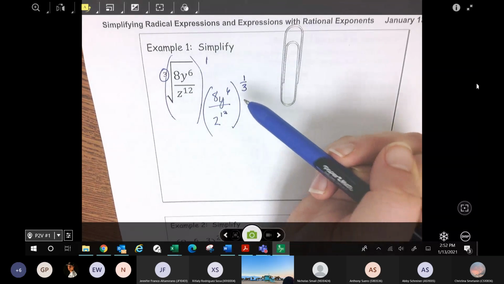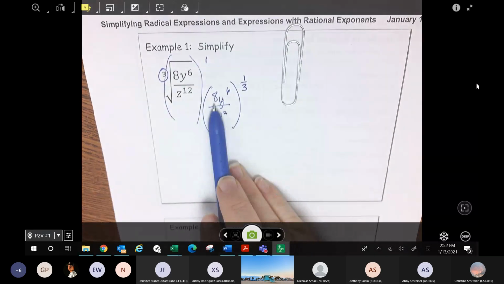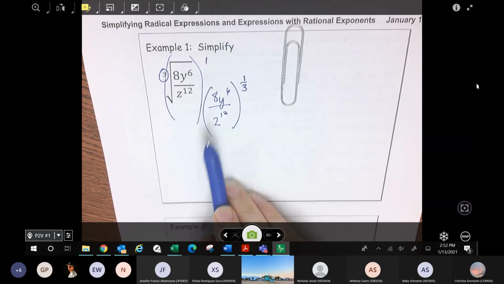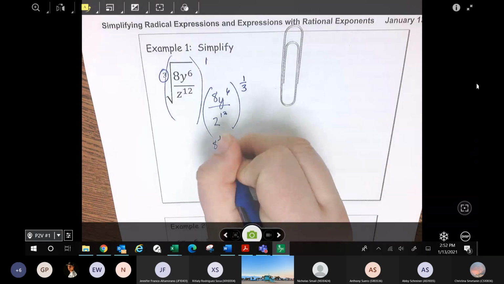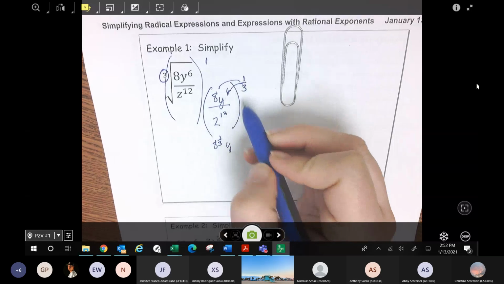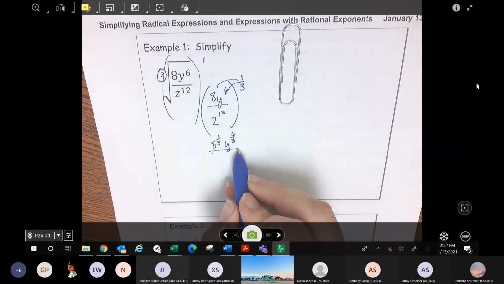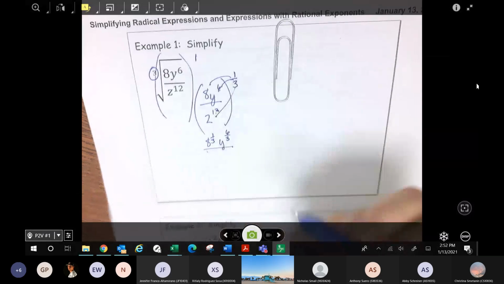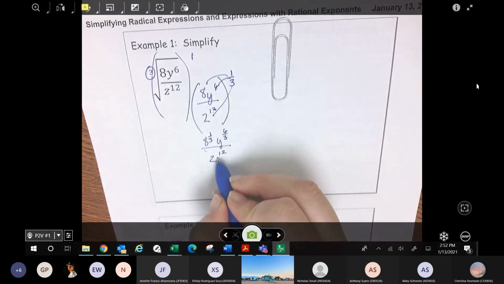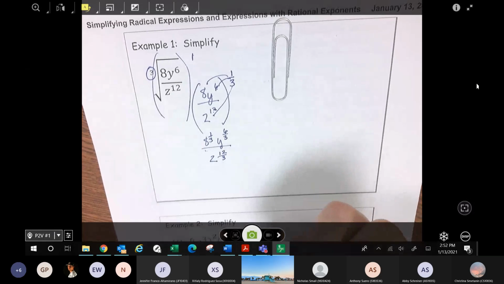Now, that 1/3 will go with all of these bases. It's going to go with the 8, it's going to go with the y, and it's going to go with the z. So we are going to have 8 to the 1/3 power, y, and then what is 6 times 1/3? We're going to keep it as 6/3 for now. We'll reduce. And then 12 times 1/3, so it's going to be z to the 12 over 3. 12 times 1 is 12, all over 3. So let's reduce that.